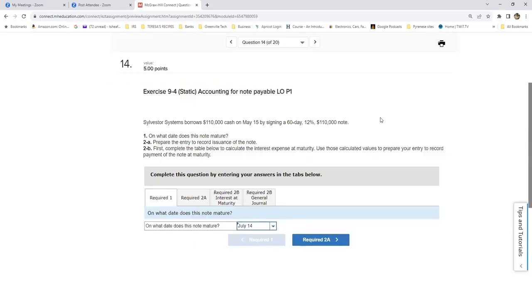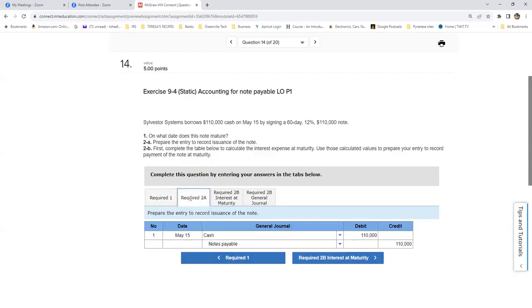All right, next, Sylvester Systems borrows $110,000 cash on May 15th on a 60-day 12%, $110,000 note. What date does this note mature? And so that's pretty straightforward. You just count out 60 days from May 15th. Prepare the entry to record the issuance of the note, and then complete the table to calculate the interest expense at maturity. So we go on to 2A.